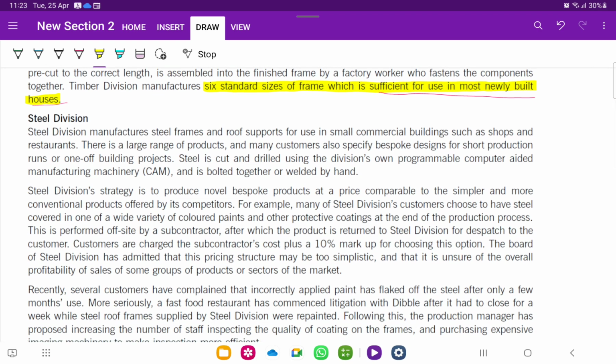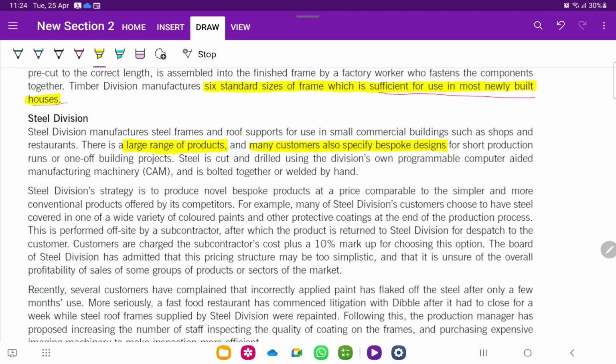Steel division manufactures frames and roof supports for use in small commercial buildings, right, such as shops and restaurants. So it is manufacturing frames and roof supports. There is a large range of products. Now this is important. There is a large range of products, right? And many customers also specify bespoke designs.